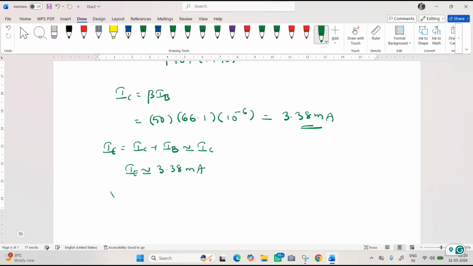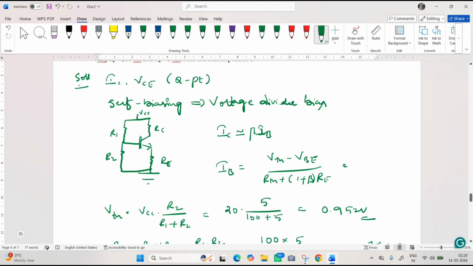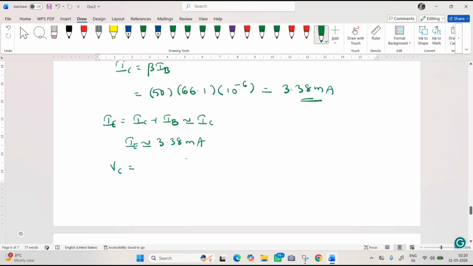And one more thing, if I try to find this VC, this is the collector voltage. At this point, the collector voltage will be VCC minus IC into RC, right? What is the voltage across this terminal? If you try to find this voltage, it is the total voltage VCC minus the drop voltage across this terminal. That is VCC minus IC RC. That is VC.